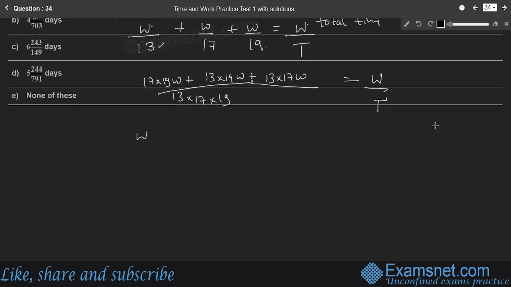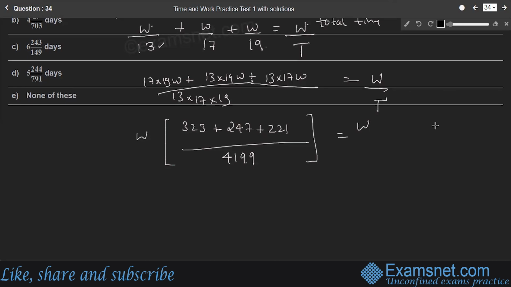Here, we'll take out W as common. 17 into 19 is equal to 323 plus 13 into 19, 247 plus 13 into 17 is equal to 221, whole divided by 13 into 17 into 19, right? 13 into 17 into 19, you will get 4199 is equal to W by T. So we can cancel W and W. So we have T is equal to 4199 divided by the sum of these three values, right?